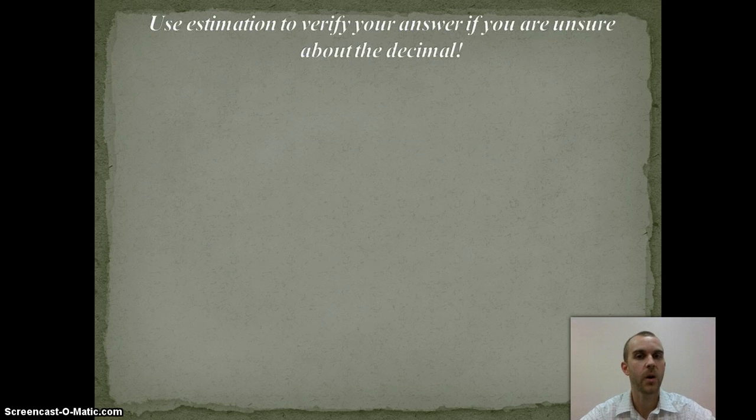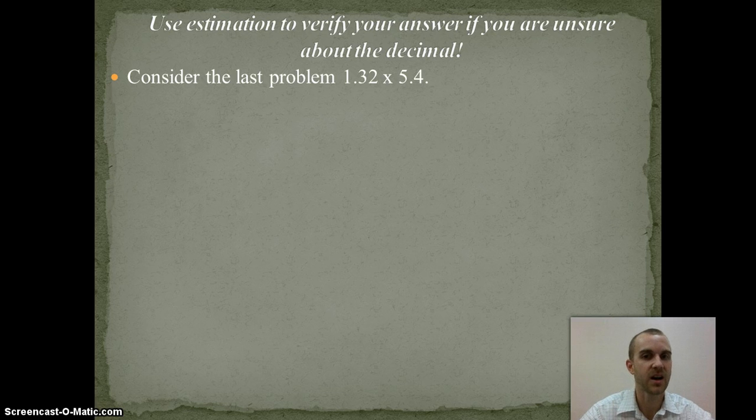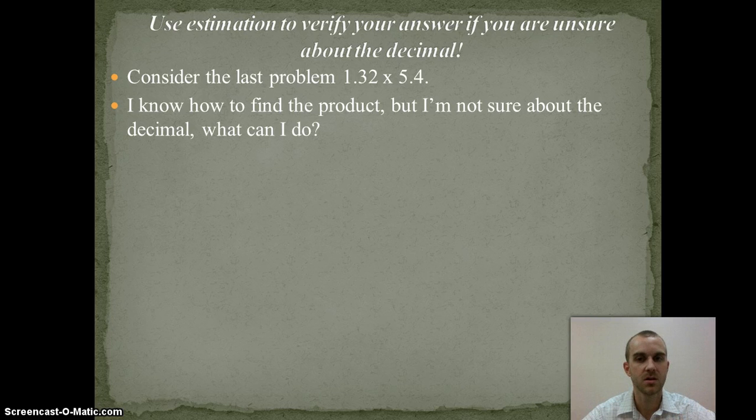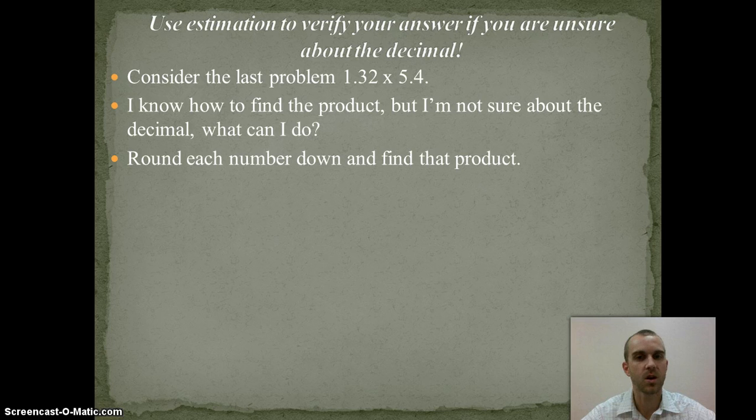Now if I'm not sure where that decimal should be, I can always estimate. So let's look back at my product I just had. 1 and 32 hundredths times 5 and 4 tenths. Now I know that these values, I can look around and say, what are the numbers that are around them? So I can say 1, if I rounded it down, would be 1. And if I round 5 and 4 tenths down, it'd be 5. 1 times 5 is 5.